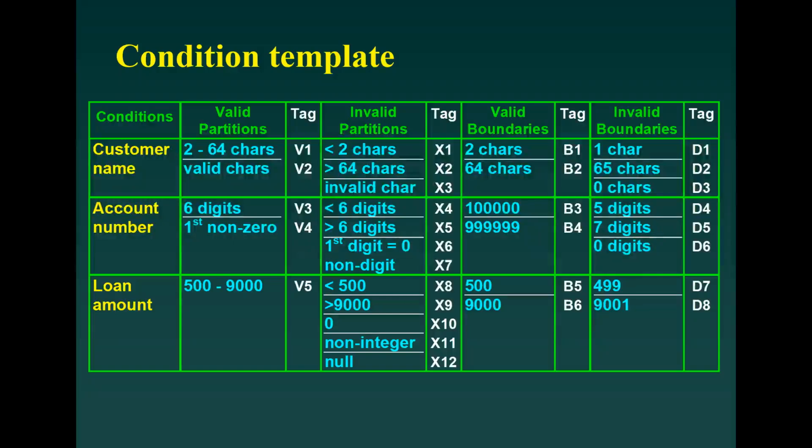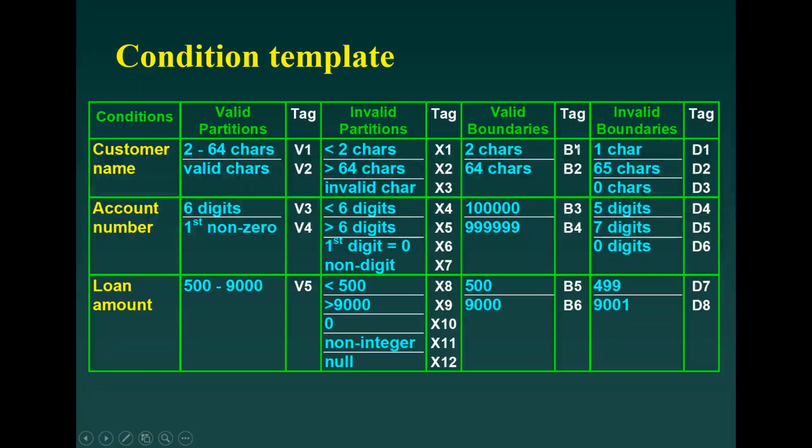And I'm talking about V1 as a tag that I'm putting to identify it as valid. Valid 1, valid 2. Okay. So here valid 2, valid 3, valid 4, valid 5. Customer name will have two sets of things, one is valid, another one is invalid. This field has valid and invalid. So this valid partition would be 2 to 64, and less than 2 and greater than 64 are invalid partitions.